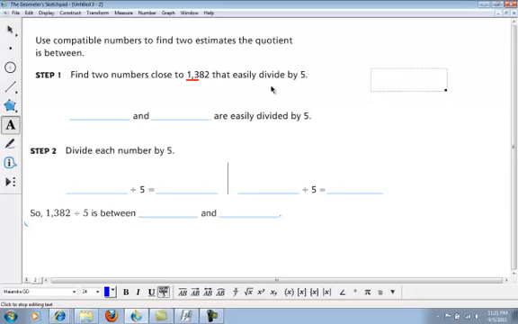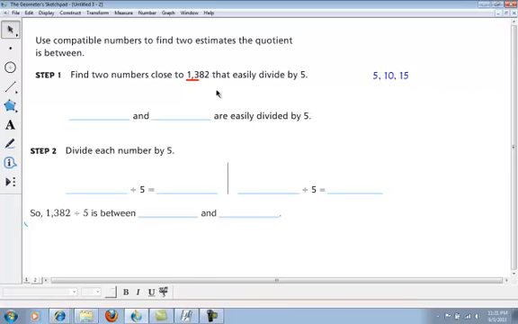So I'm going to start by listing the multiples of 5. 5, 10, 15. Well, 13 is between 10 and 15. So I can see here I have about 13 hundreds. So the 2 numbers that are close are going to be 10 hundreds or 1,000 and 15 hundreds or 1,500.